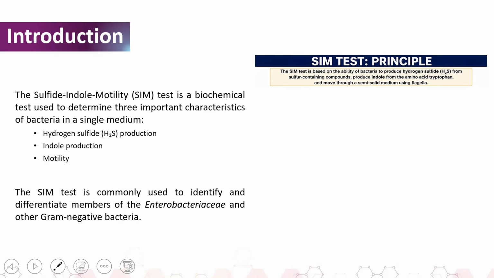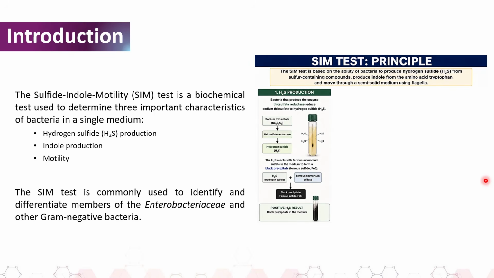The SIM test is based on the ability of bacteria to produce hydrogen sulfide from sulfur-containing compounds, produce indole from the amino acid tryptophan, and move through a semi-solid medium using flagella. So let's look at the hydrogen sulfide production. Bacteria that produce the enzyme thiosulfate reductase reduce sodium thiosulfate in the medium to hydrogen sulfide. The hydrogen sulfide then reacts with the ferrous ammonium sulfate in the medium to form a black precipitate, which is also known as ferrous sulfide.